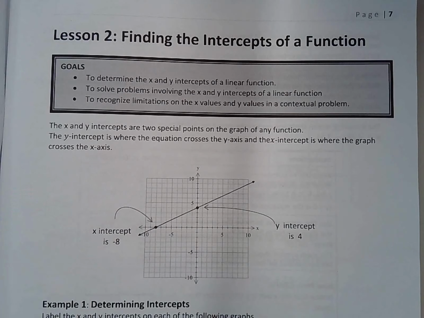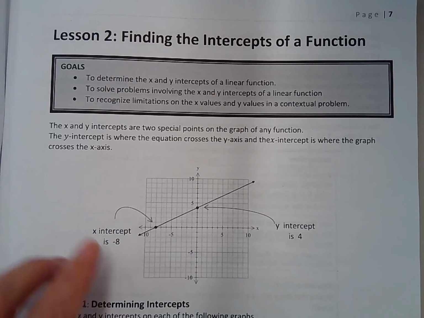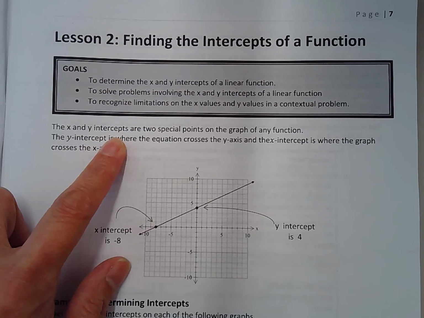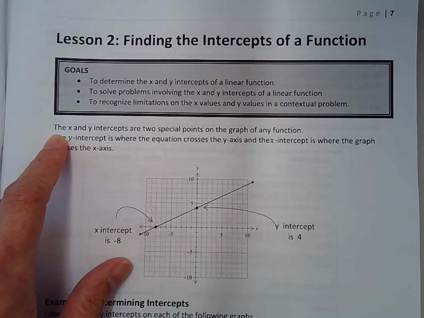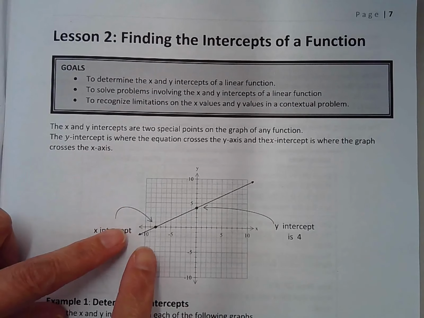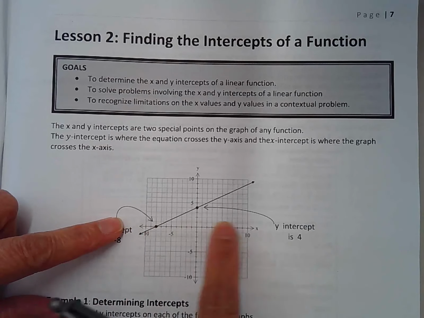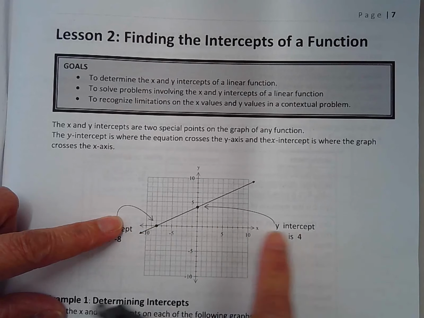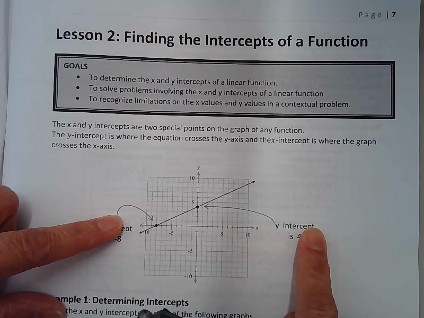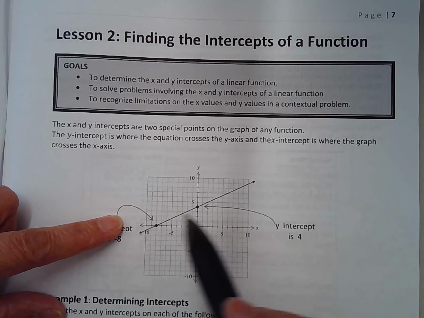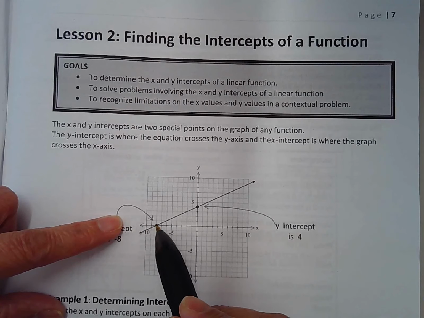The two points, and you are familiar with this already, are the x-intercept and then the y-intercept. So what is an x-intercept and what is a y-intercept? So we know that the horizontal axis, that's the x-axis. So wherever your graph, your line crosses the x-axis, that's where your x-intercept is.